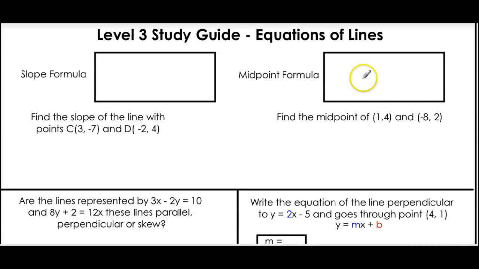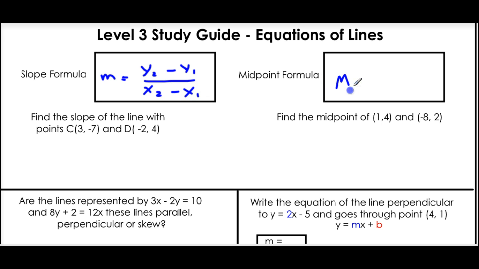First thing we have to review are the two most important formulas from this unit. The first one's the slope formula, the second one's the midpoint formula. As a little reminder, slope is just y2 minus y1 over x2 minus x1.